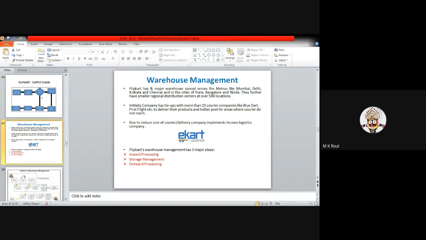Just guess and tell me. 30 to 40. Not 30 to 40. Especially in Chandrasekharpur, Bhubaneswar, how many distribution centers are there? Starting from Chandrasekharpur to KIIT Square.